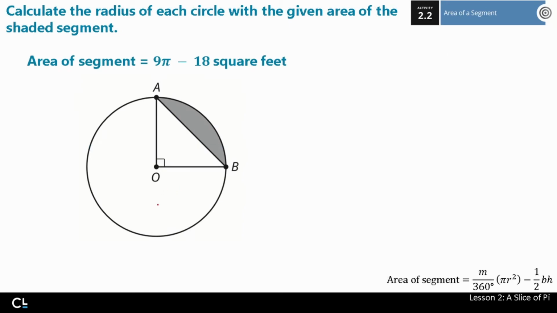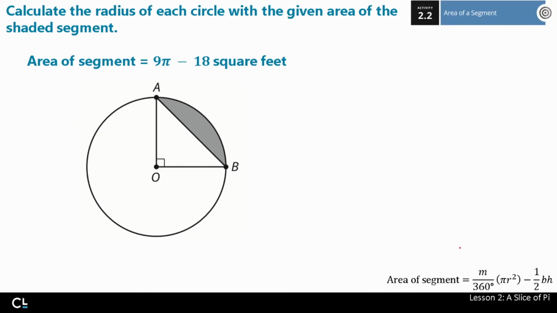So let's do another one. It wants us to calculate the radius this time. It says the area of the segment is 9 pi minus 18 square feet. And we want to be able to find the radius. So in order to do that, what do we need to know? Well, we don't even need the minus 18 here. All we need is the 9 pi, right?